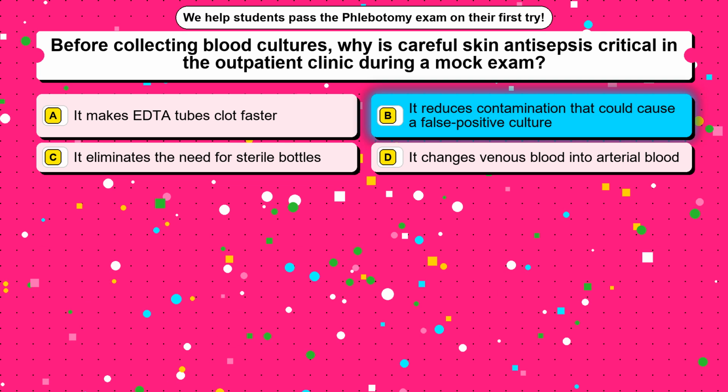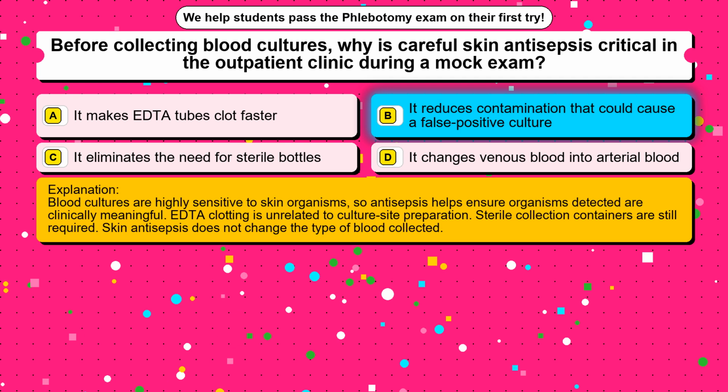The correct answer is option B. It reduces contamination that could cause a false positive culture. Blood cultures are highly sensitive to skin organisms, so antisepsis helps ensure organisms detected are clinically meaningful. EDTA clotting is unrelated to culture site preparation. Sterile collection containers are still required. Skin antisepsis does not change the type of blood collected.